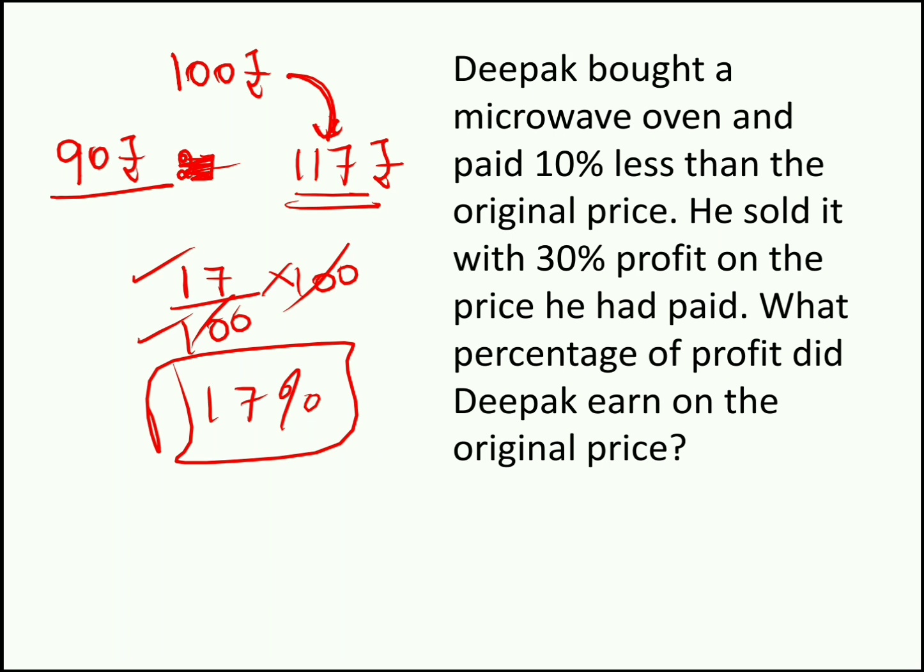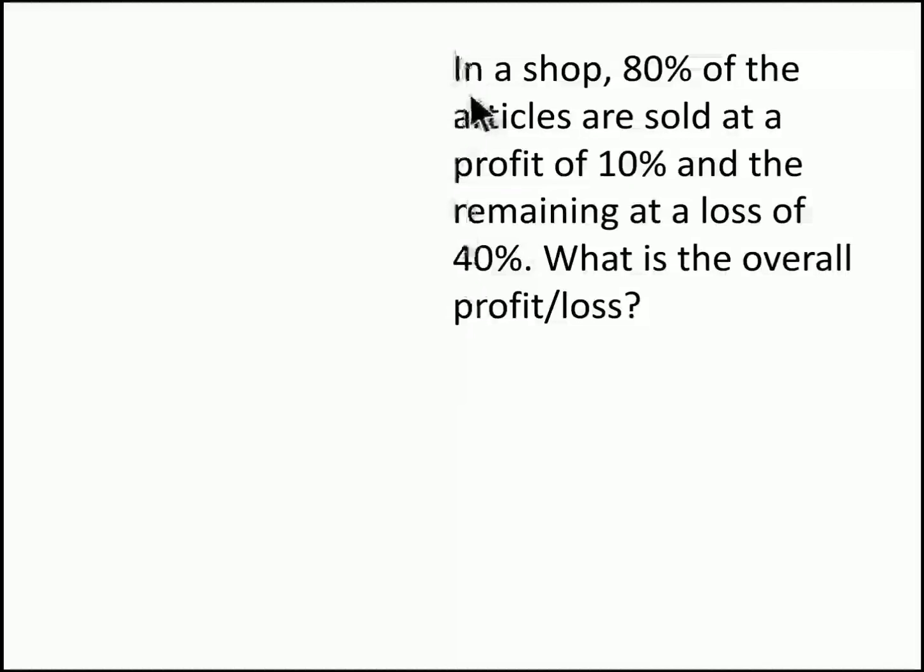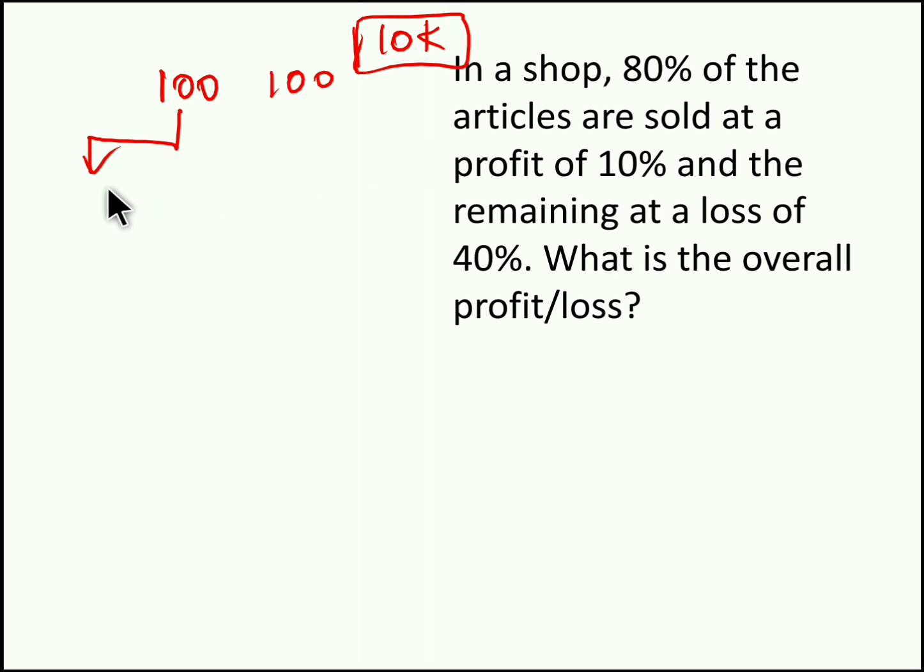Question number 6. In a shop, 80% articles are sold at a profit of 10% and the remaining at a loss of 40%. What is the overall profit or loss? So we can keep there are totally 100 articles in the shop and the cost price of each article is 100 rupees. So totally 100 into 100, 10,000 is the total price of these 100 articles. Now out of these 100 articles, 80% articles are sold at a profit of 10%. Now 80% of 100 is 80 articles. So these 80 articles are sold at a profit of 10%.